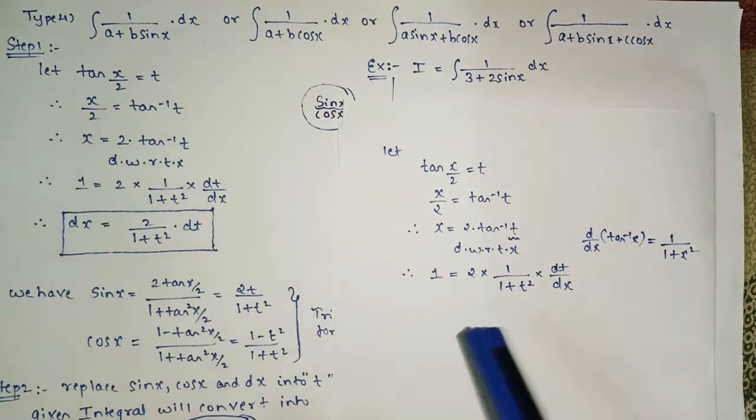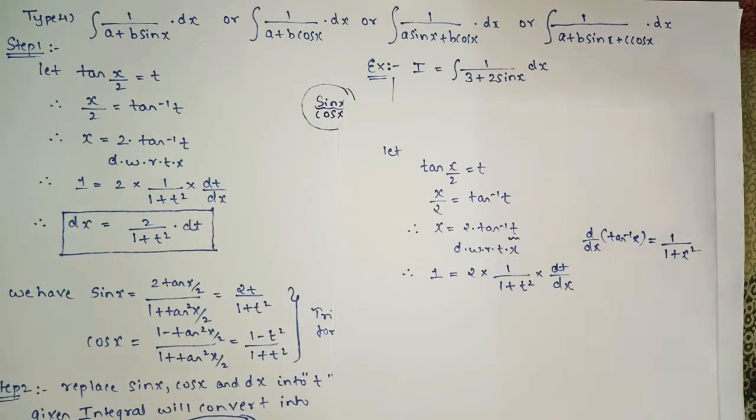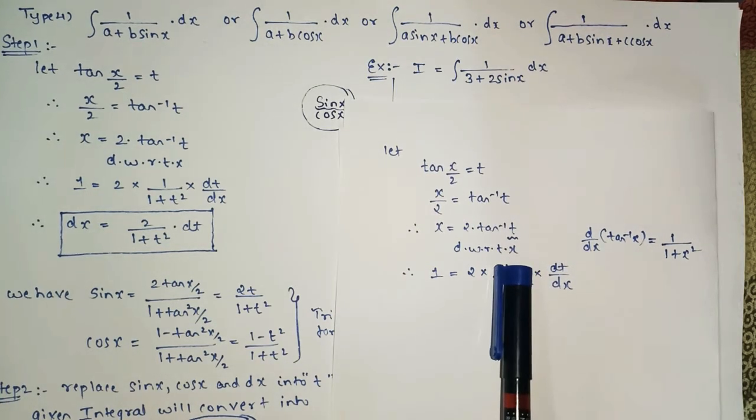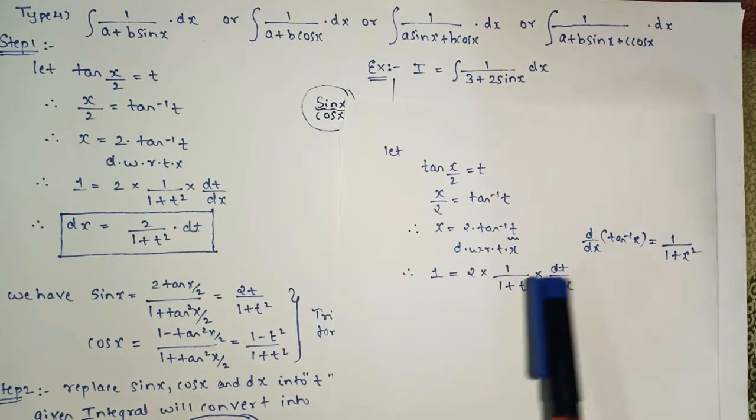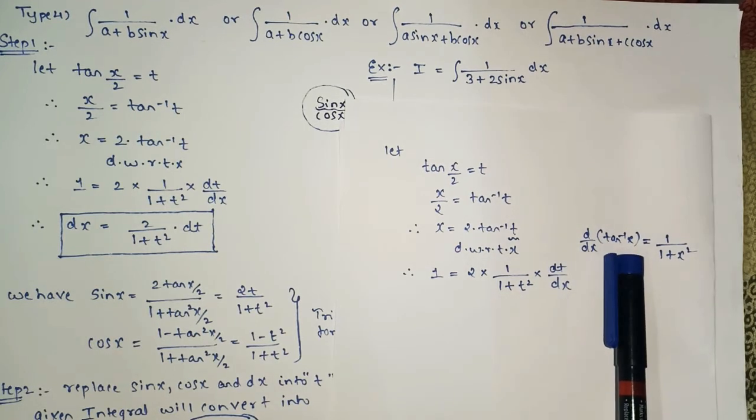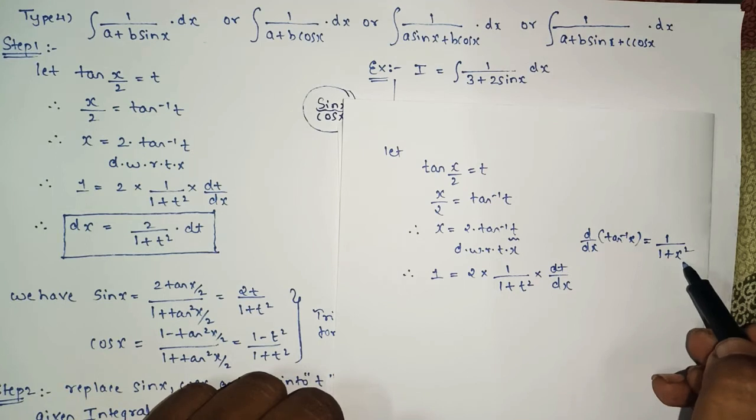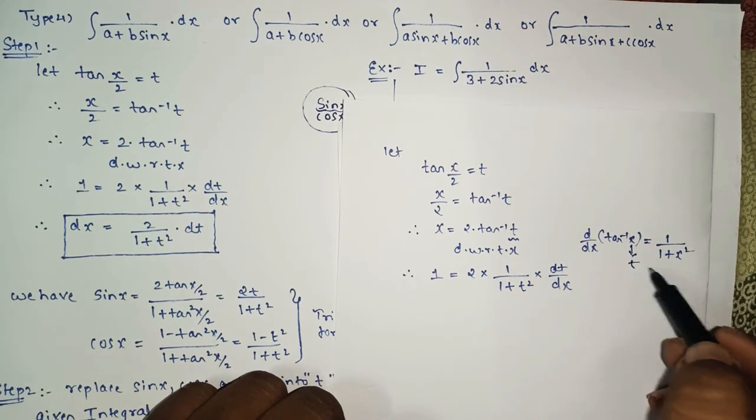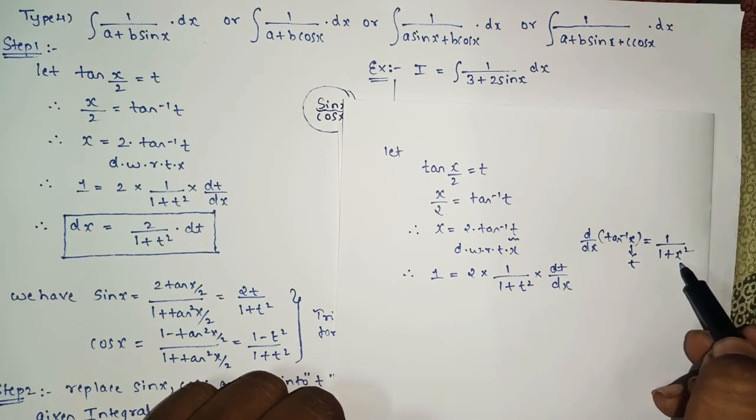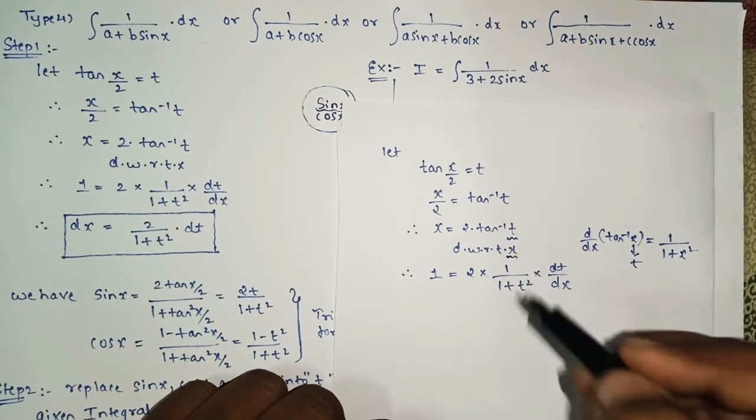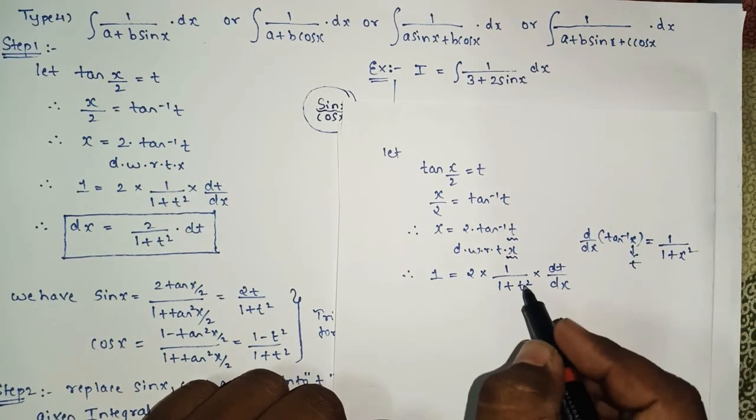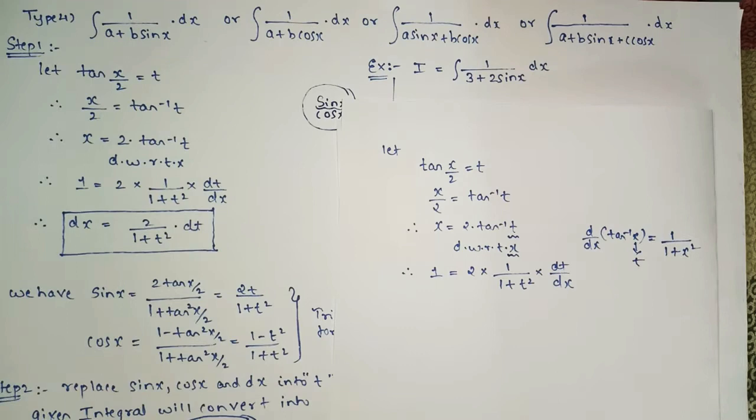Because for this part we are finding the derivative with respect to x, not with respect to t. So what is tan inverse? We know that the derivative of tan inverse x is 1 upon 1 plus x square. Here x is replaced by 2t, so this will be 1 upon 1 plus t square. But here we are finding the derivative with respect to t, so the derivative of t will be dt by dx. I hope you know these basic things of derivatives.